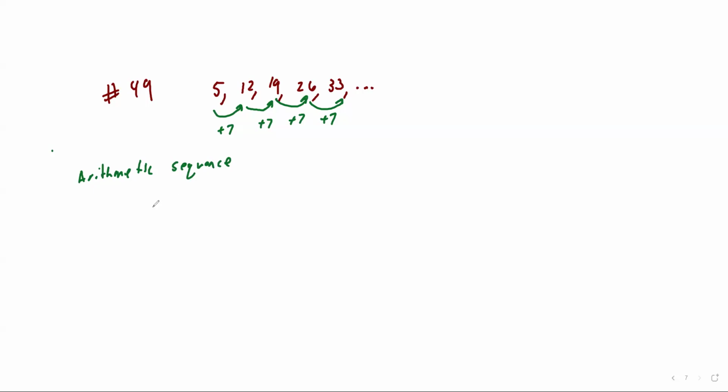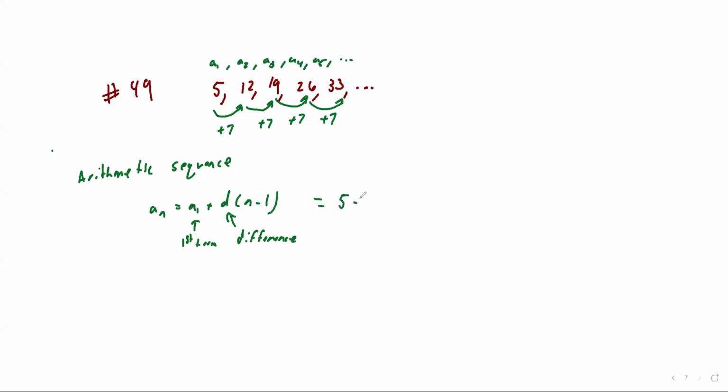But to write this out, it's simply going to be a sub n equals a sub 1 plus d times n minus 1. Right? And so what I mean by that is this right here would be the first term. This right here would be the difference. And you would leave the n as is. So in this case, a sub 1, a sub 2, a sub 3, a sub 4, a sub 5, and so on. So I see that that's going to be 5 plus my difference, which was 7, times n minus 1.